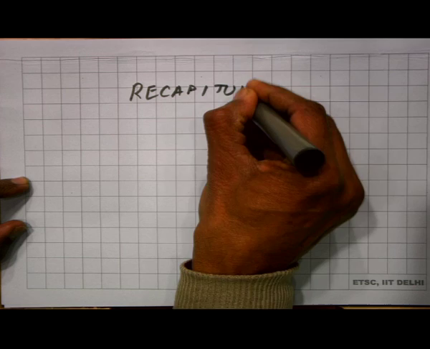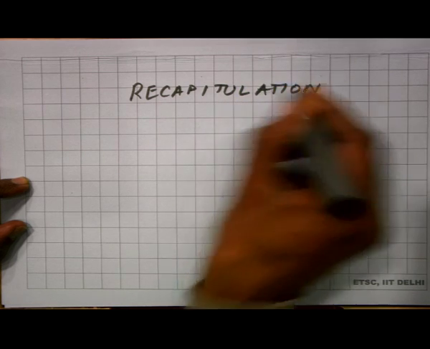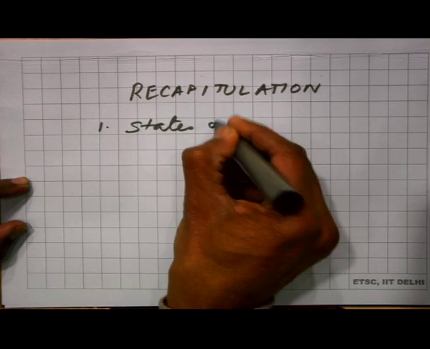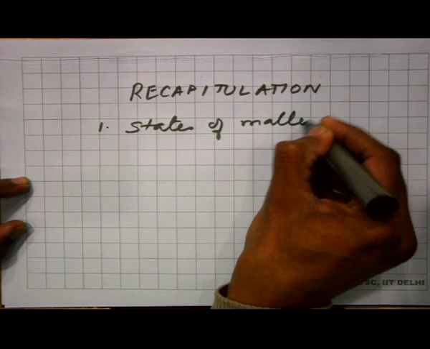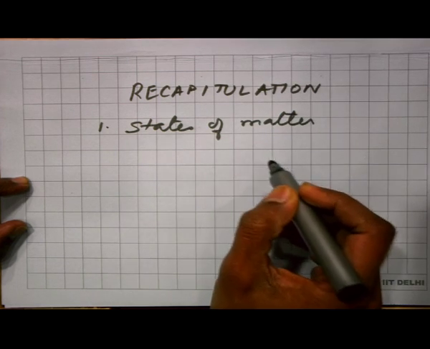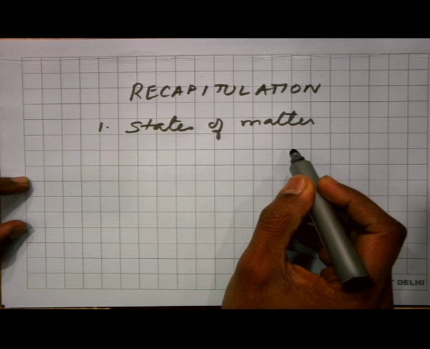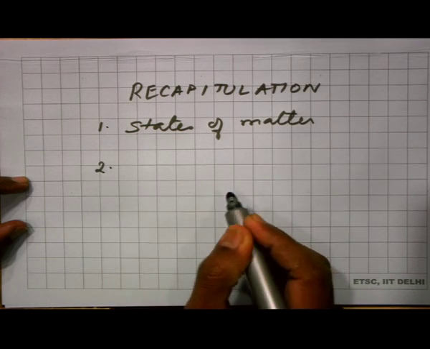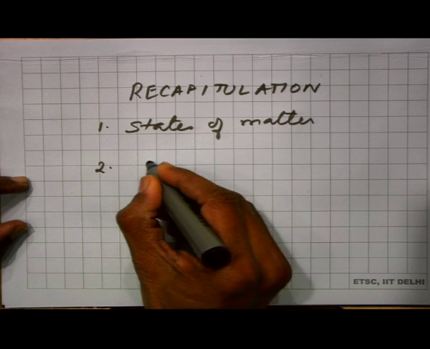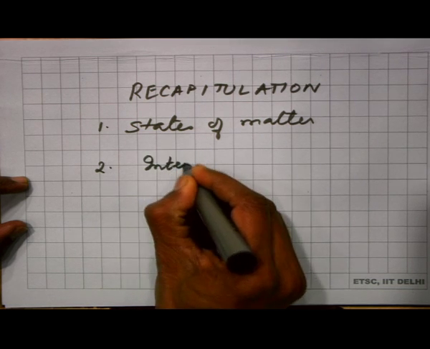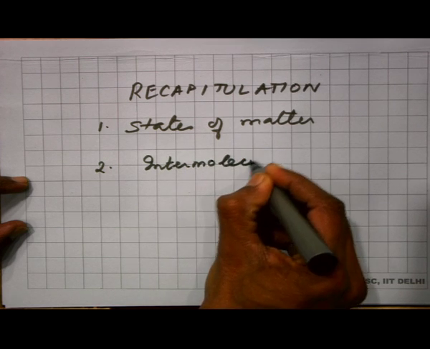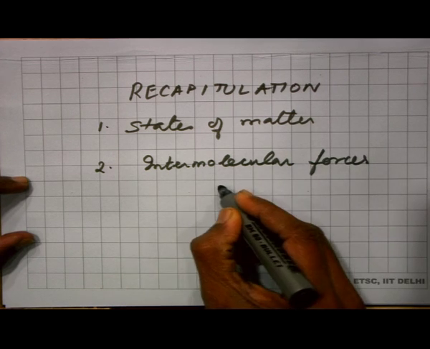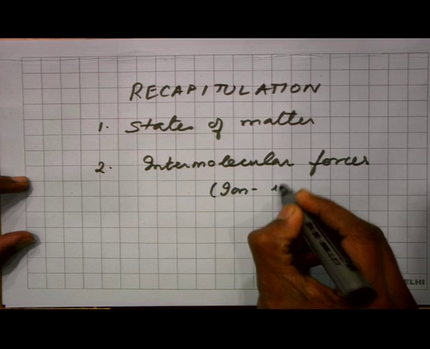We started off by saying about different states of matter, where we believe that we would be able to identify different chemical substances and their states of matter. We also started discussing about intermolecular forces, in which we discussed ion-ion interaction.